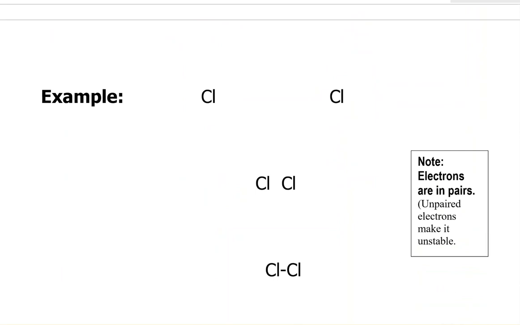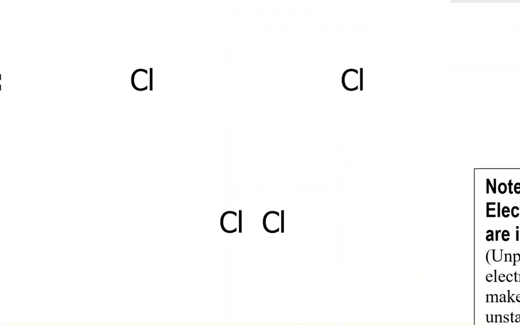Okay, let's look at an example of something forming a bond. I'm going to zoom in a little. Okay, so chlorine, it's a halogen. It has 7 valence electrons.